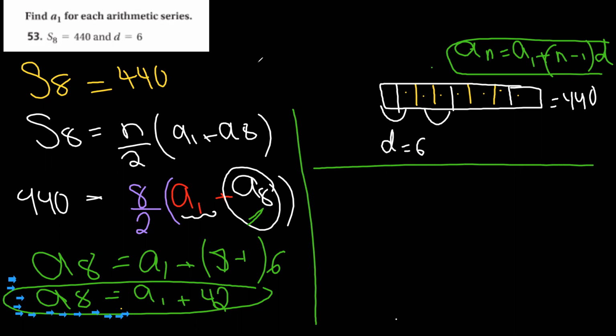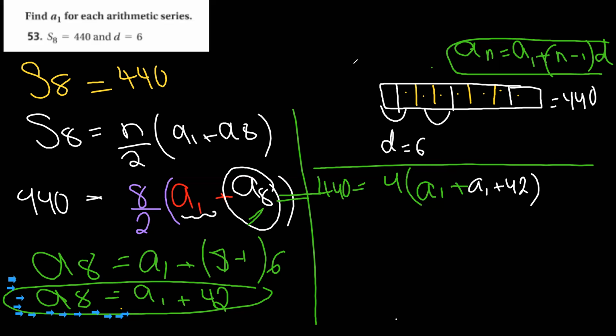So, going back here, 440 equals 4 times A sub 1, keep it as A sub 1, and for A sub 8, write A sub 1 plus 42. Is it clear? Yes. A student says we can also solve it like a system of equations and subtract each other. Yes, you can also solve by substitution or by subtraction.